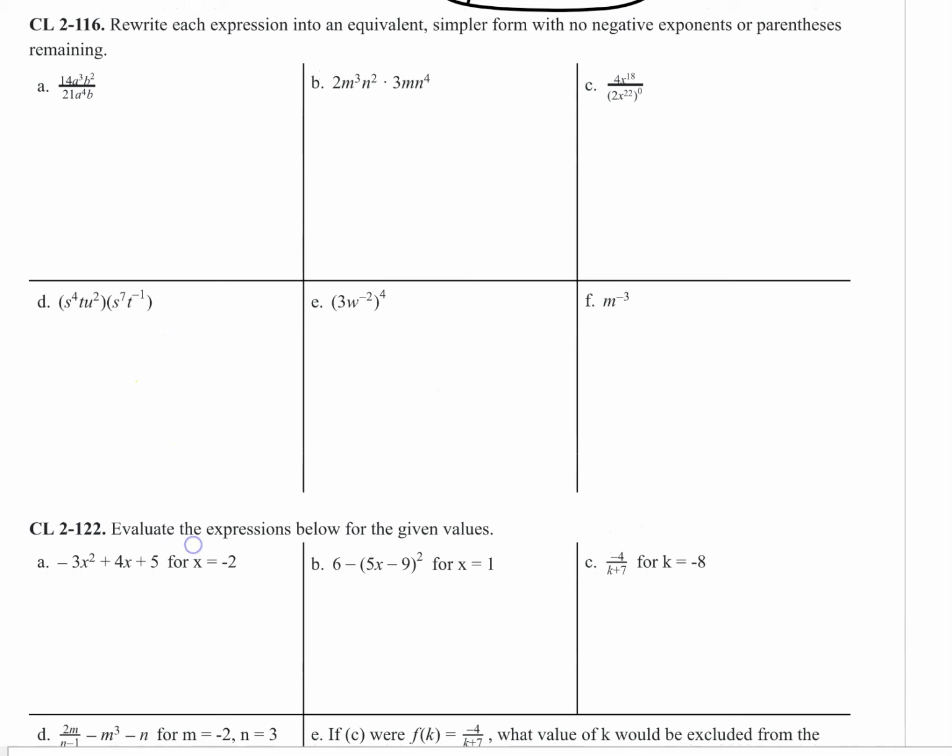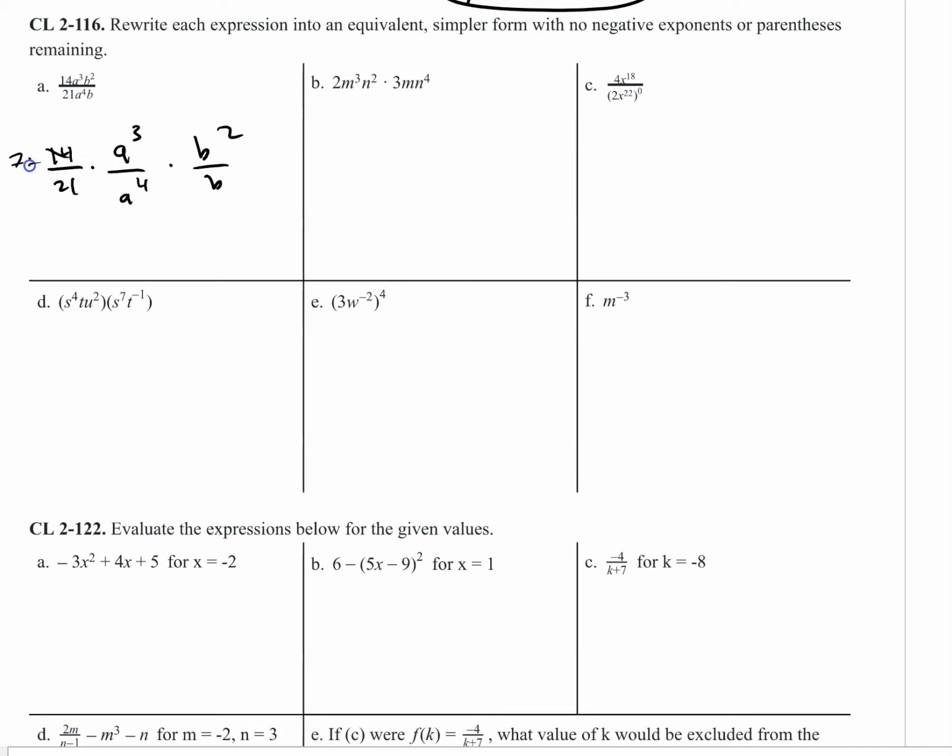116. Rewrite each expression into an equivalent simpler form with no negative exponents or parentheses remaining. Let's start with a. A, we have a fraction. So I like to separate and group things together. We'll group the numbers together, times a to the power 3 on top of a to the power 4, and then the b's, b to the power 2 all on top of b. Okay, so 14, 21.